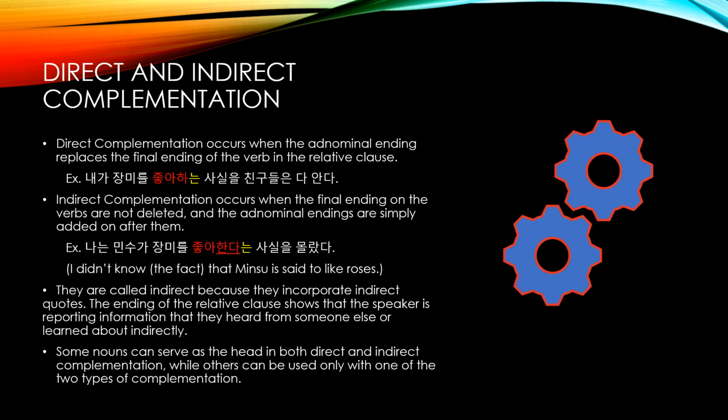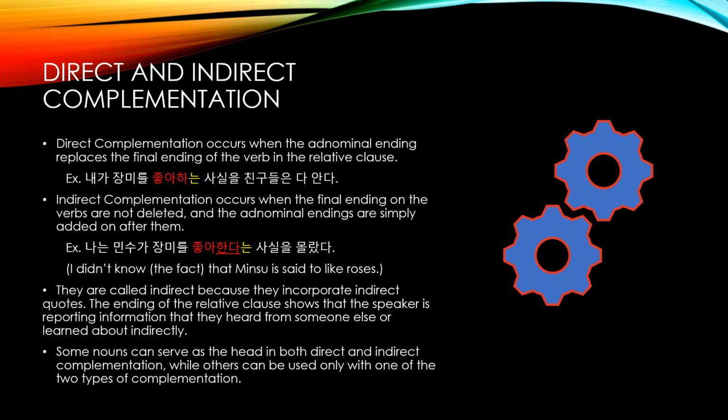So direct and indirect complementation. Direct complementation occurs when the adnominal ending replaces the final ending of the verb in a relative clause. So here, using our same example from the last slide, you can see here with the verb joahada, that adnominal ending nun is just added to it, and that makes it directly complementary to the noun sashil.